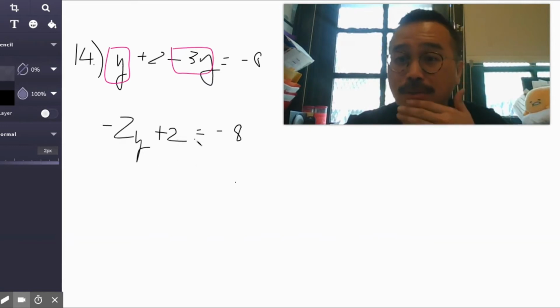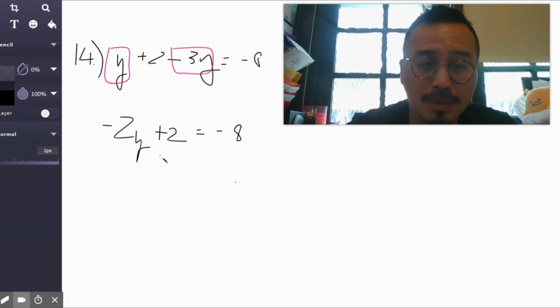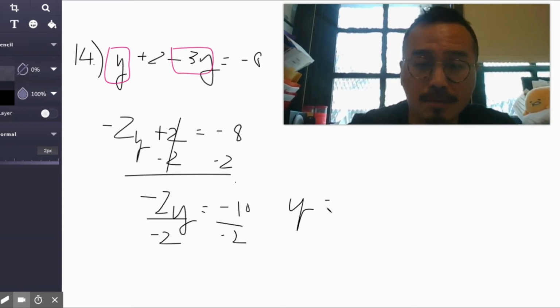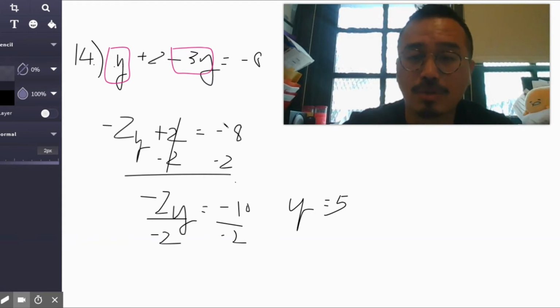Right, so now you have a two-step equation, right, which you've done last week. So here we'll subtract 2 from both sides. I cancel those out and I'm left with negative 2y equals negative 8 minus 2, which is negative 10. Divide both sides by negative 2. y is 5. Okay. So that's the answer. Now you can check the answer technically because you can substitute the y back. So you can substitute 5 back into the y and you get negative 8 as an answer.